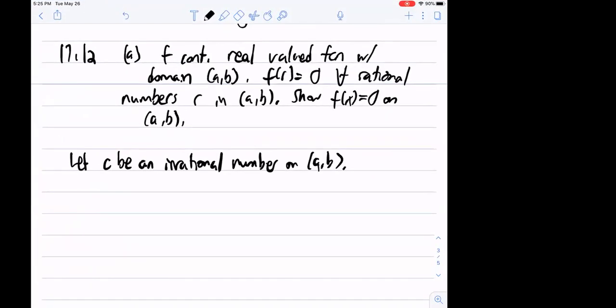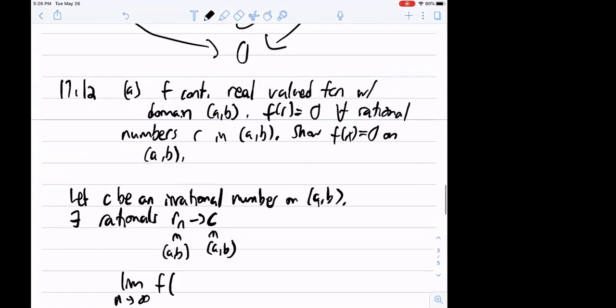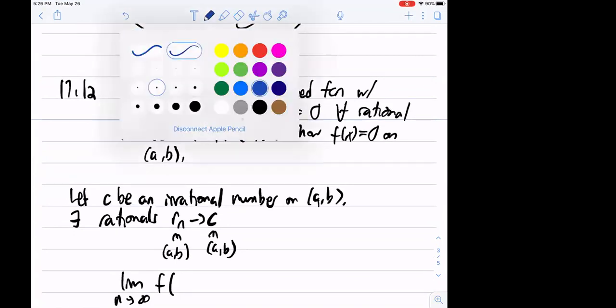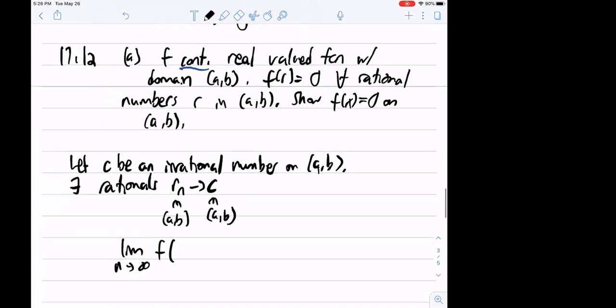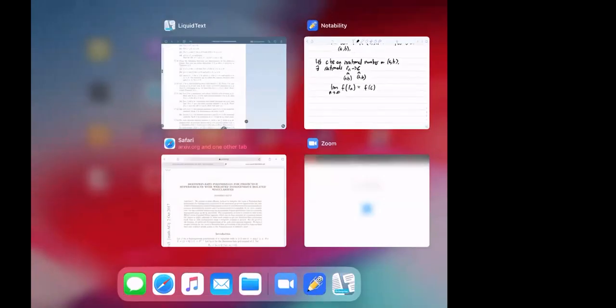So I know there exist rationals, I'll call them Rn, going to C. If C is in AB, I could certainly make these Rn in AB. But then you are done, because what does continuity say? Since F is continuous, they gave us that, we have that the limit as n goes to infinity of F of Rn is F of C. But what is F of Rn?